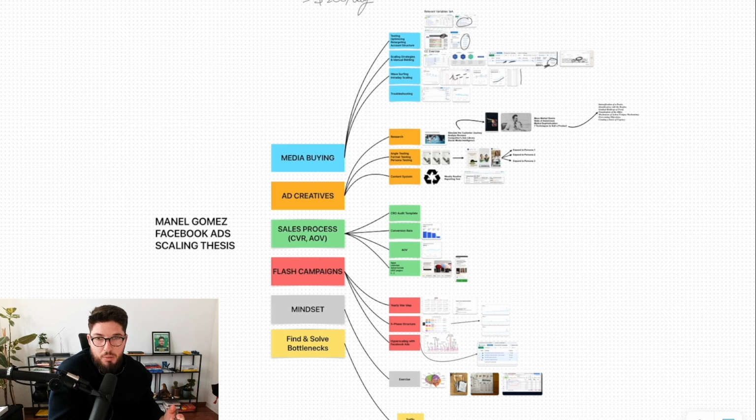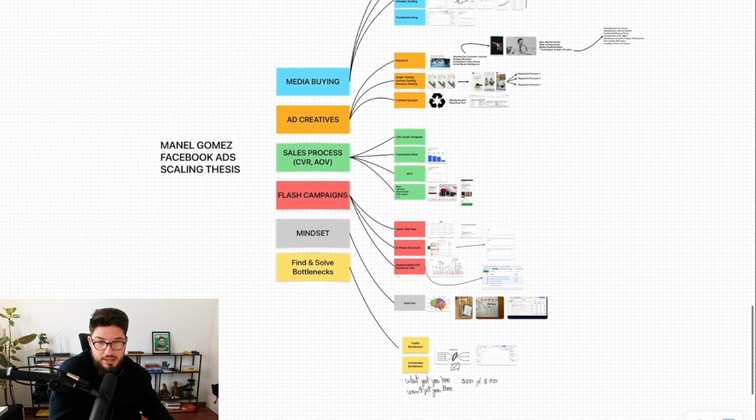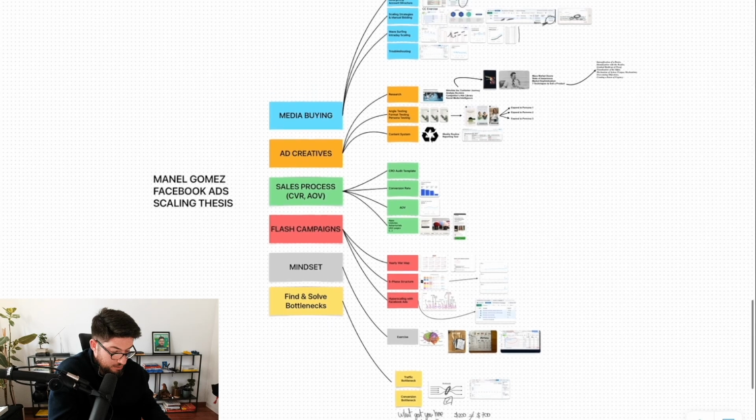The accounts that I've been operating myself for clients, I've been running those accounts for over 3 years, all of them. So that means that I've gone through the issues. I can tell you what's important, what's not important, and when to prioritize the sales process, when to focus on media buying, when to put a lot of ad creatives, why your mindset is lacking, and how to find and solve the specific bottleneck that you have. But yeah, this is what it takes.